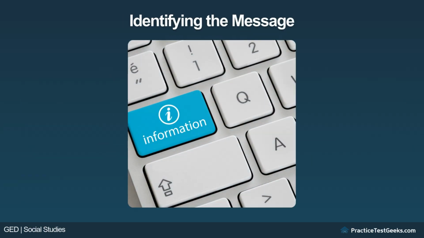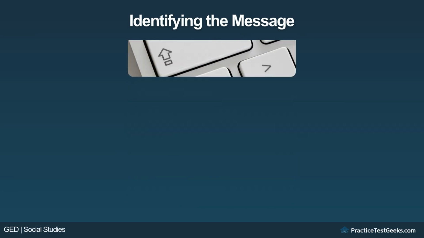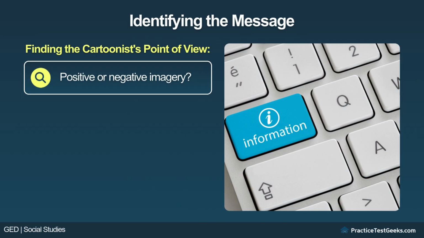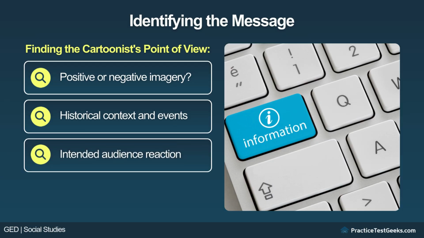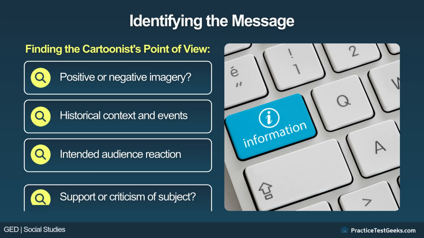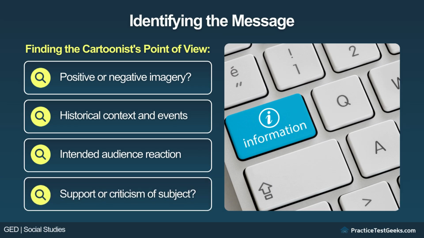Moving forward, let's learn how to find the cartoonist's point of view. First, determine whether the cartoon uses positive or negative imagery. Next, connect the cartoon to historical context and events from that time period. Consider the intended audience reaction. What response did the artist want to create? Finally, decide whether the cartoon shows support or criticism of the subject.